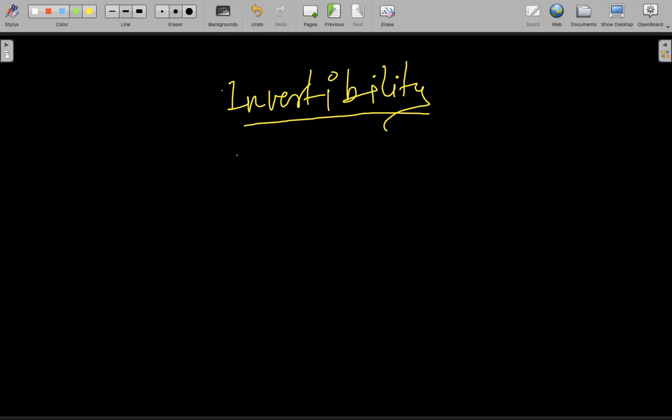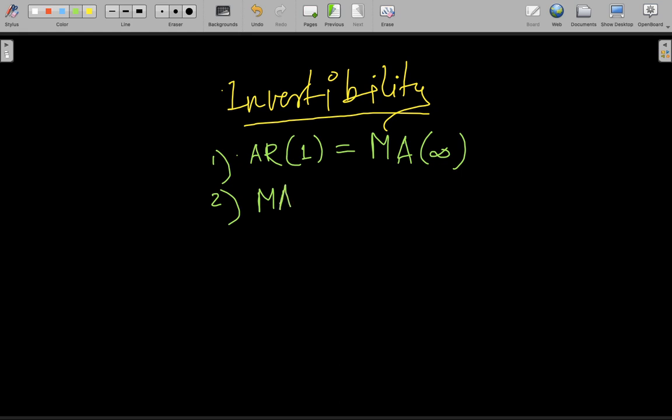So let me write it down. First, we have seen that we can convert an AR1 series. An AR1 series is basically the same as an MA series of infinite order. Whereas in the second case, we have seen that we can take an MA1 series and convert it into an AR series of infinite order, right?